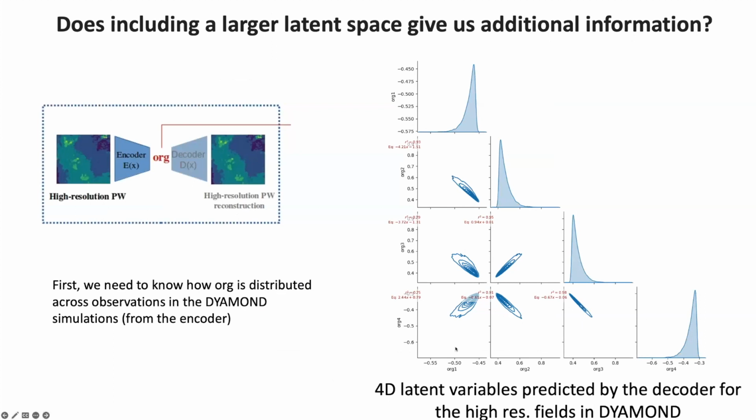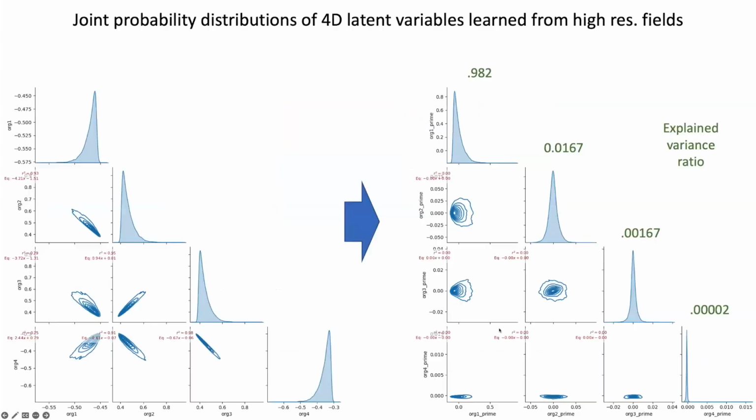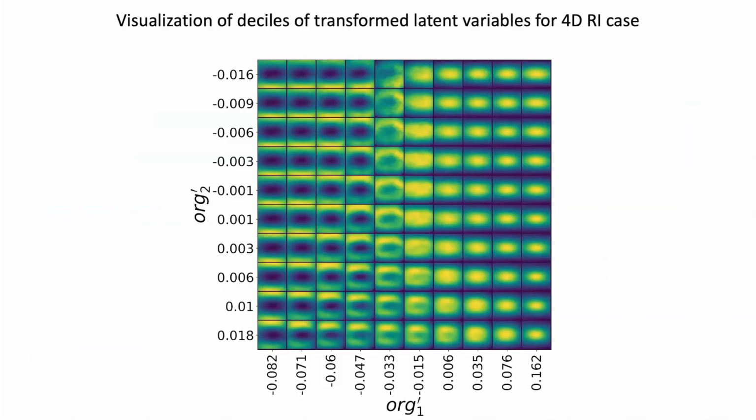So I'm now going to do the same thing for the 4-dimensional case. And again, if you just take the values directly learned by the encoder, they're very highly correlated with one another. So again, I do a principal component analysis and find that the first principal component explains the majority of the variance in our data set. And I'm again going to do the same thing now for org1 prime and org2 prime for the 4-dimensional case. And you can see it looks quite similar to what was learned for the 2-dimensional case.